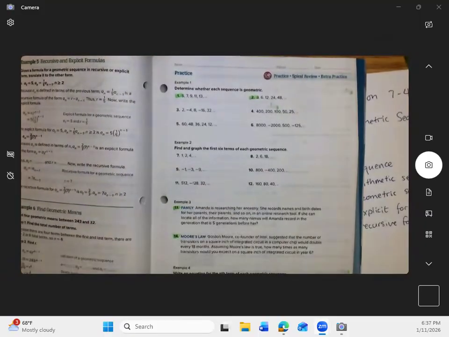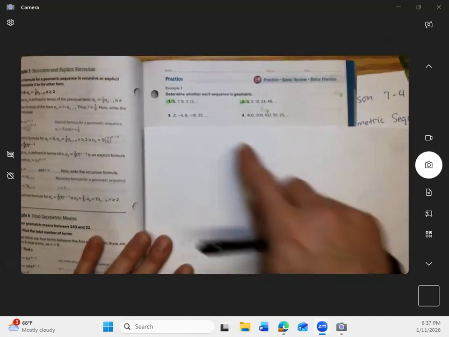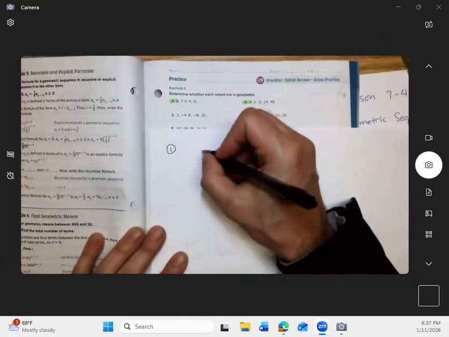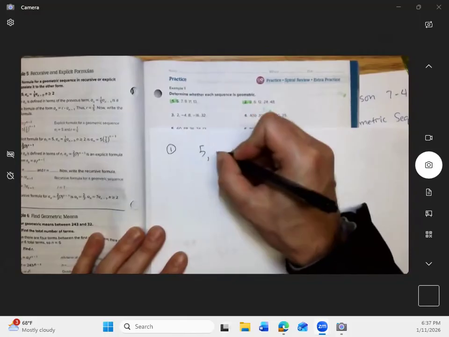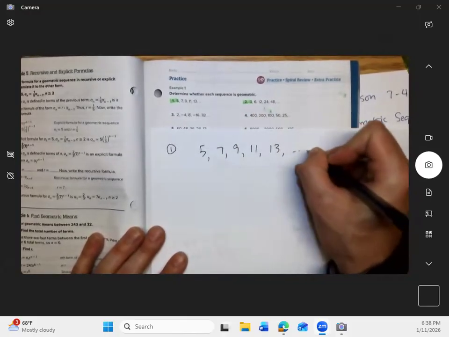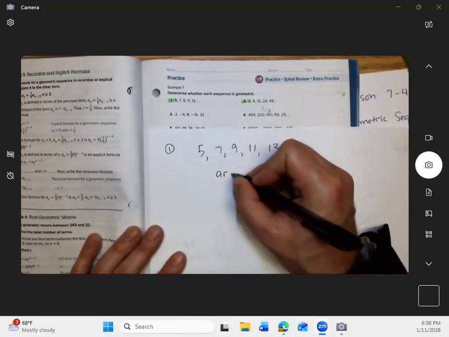Okay, jump into the book puzzles. At page 33, determine whether each sequence is geometric. So number 1: 5, 7, 9, 11, 13, and so on. I think this is not geometric. I think this is rather arithmetic.